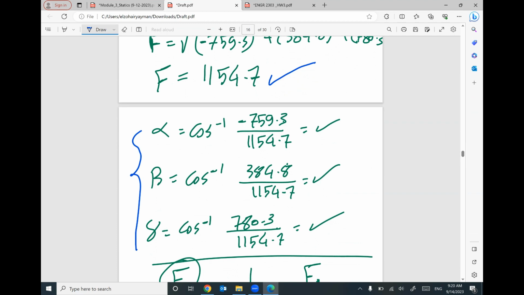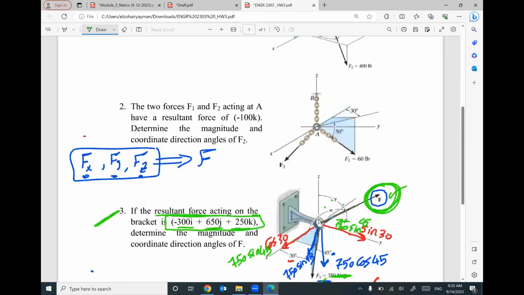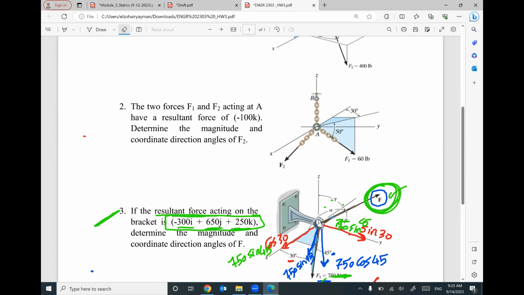Any question regarding this problem in the homework? Problem number 2 will be exactly the same as problem number 3. Let me go through it quickly.